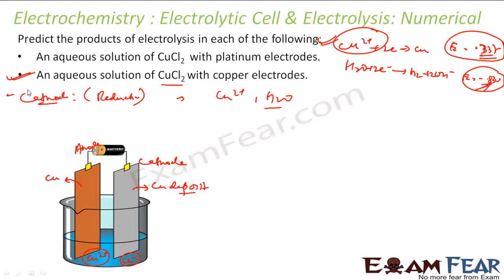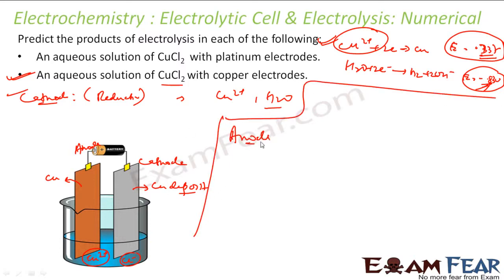Fair enough, done. Now let's talk about anode. Trick part. At the anode, some oxidation will happen. So here for oxidation I have one option of Cl minus. One option is my water. And the third option I have is my copper itself. Copper may get oxidized. Correct?